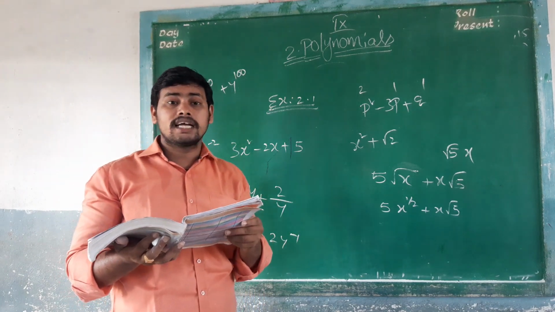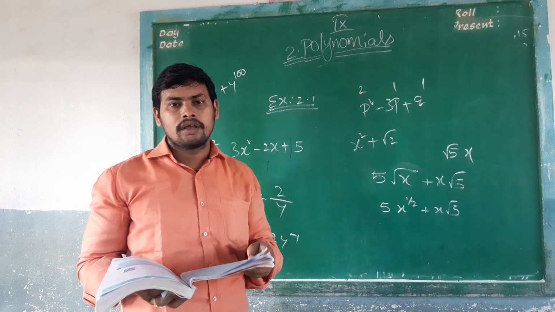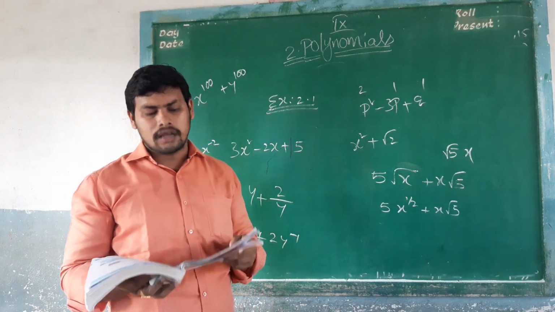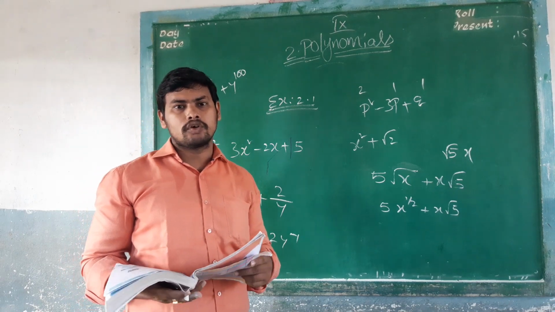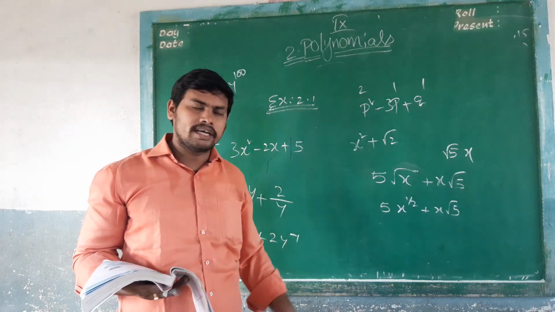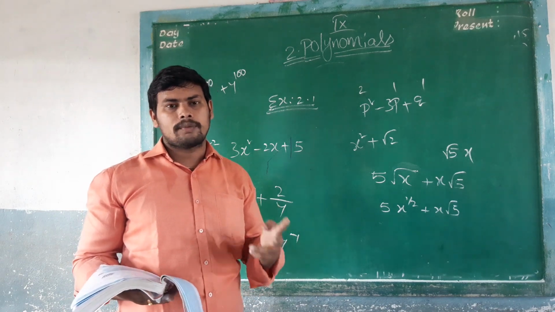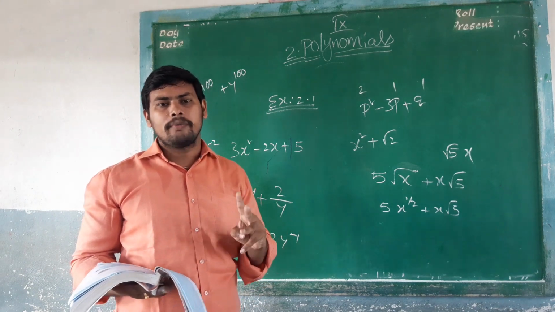Next, classify the following as linear, quadratic and cubic polynomials. We already know that if the degree is 1, it is called a linear polynomial. If the degree is 2, it is called a quadratic polynomial. If the degree is 3, it is called a cubic polynomial.